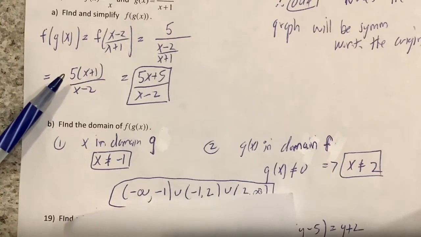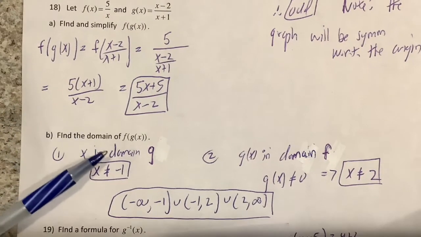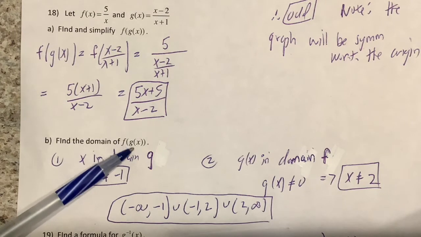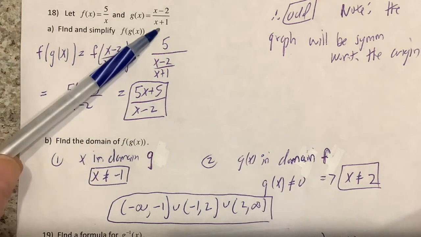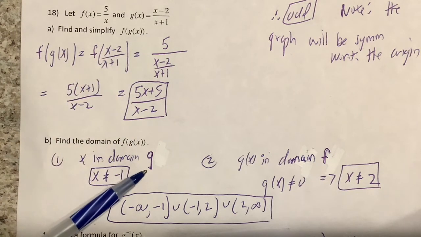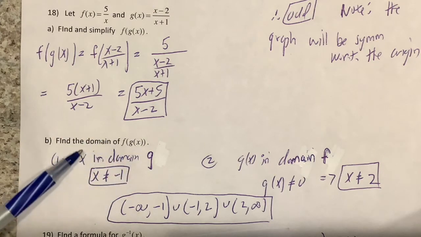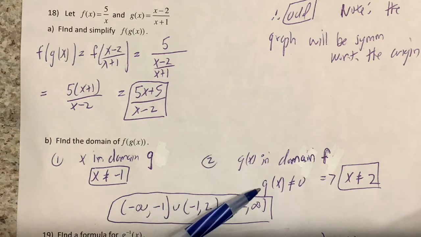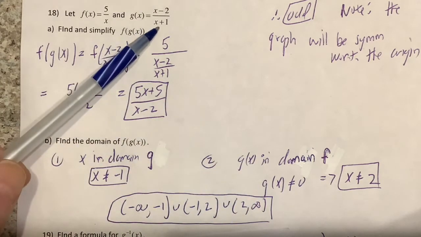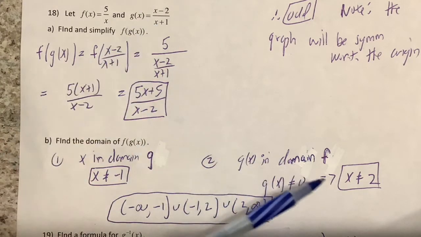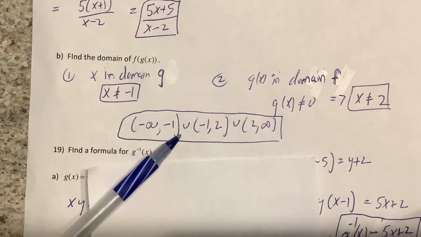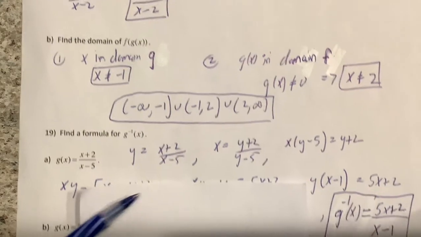This is something that students have trouble with, I know. Find the domain of f of g of x. The domain, x has to be in the domain of g of x, so x cannot equal -1, but that's not all of it. You're plugging g of x into f, so g of x has to be in the domain of f, so g of x cannot equal 0. When is g of x equal 0? It's 0 when x is 2, so you have to rule out -1 and 2. If you were to write it so WebAssign likes it, you'd have to write it like this.